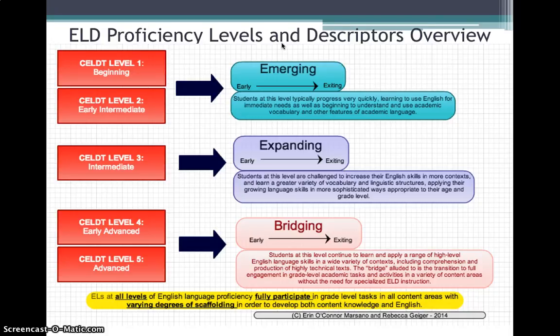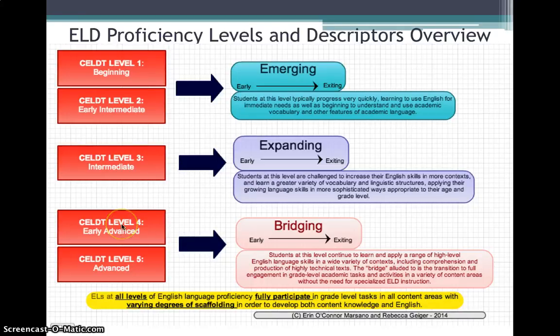to understand academic language. Former CELT Level 3 is now classified as expanding. Students may be classified in the expanding category as early expanding or exiting expanding. Students within the expanding level are challenged to increase their academic language in English. They apply their skill set in an increasingly sophisticated manner.